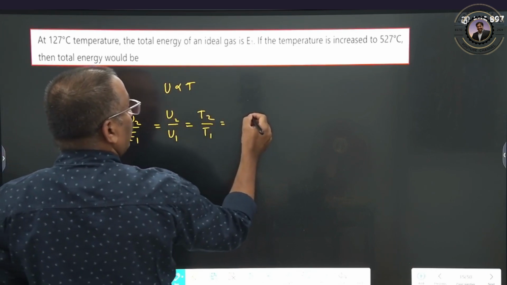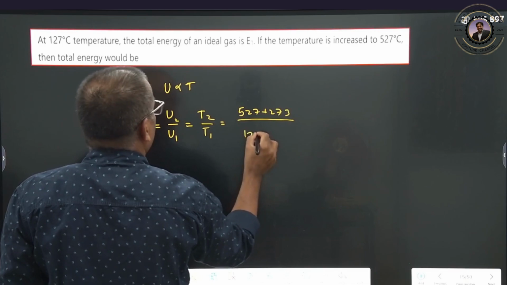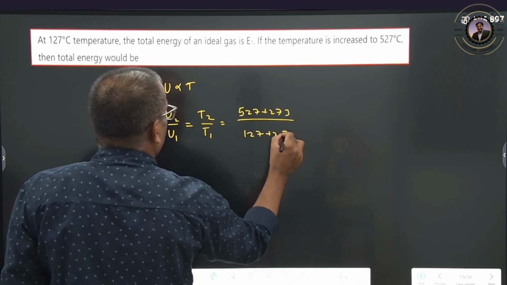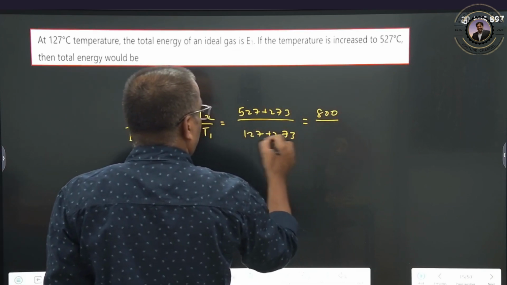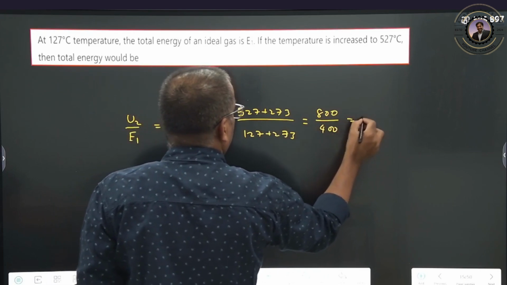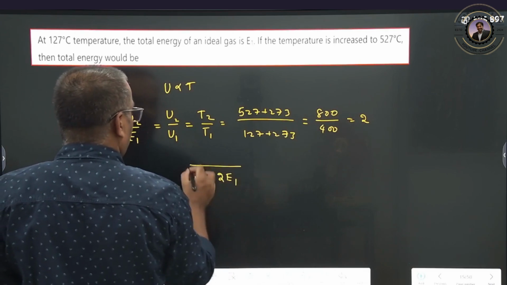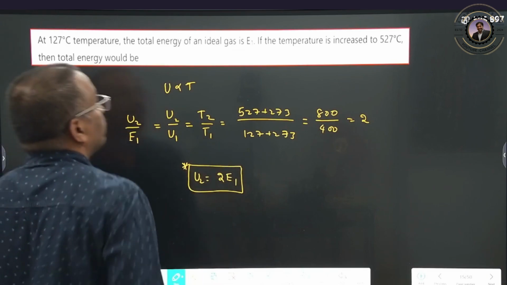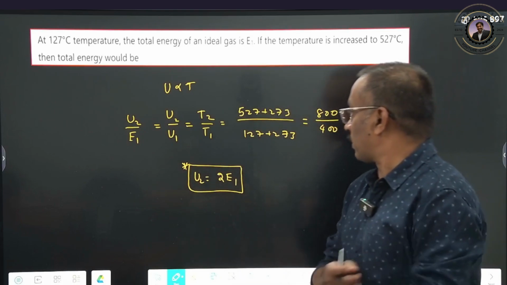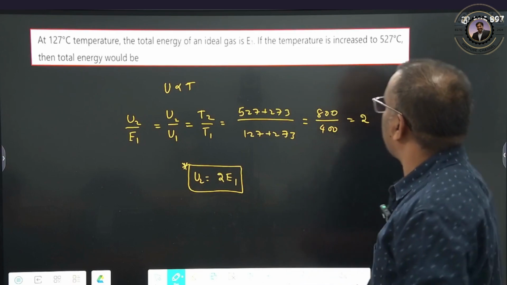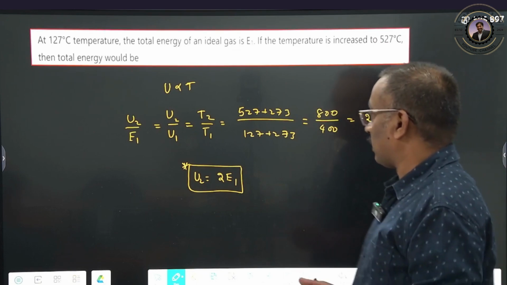So therefore temperature is given as how much? T2 is 527 plus 273 by 127 plus 273. Clear? So this is 800 divided by 400, this is nothing but a 2. So therefore U2 is equals to 2E1 will be your energy. Increased 2. Clear? Increased by something like that, if you say no, then it will be a different answer. Clear?